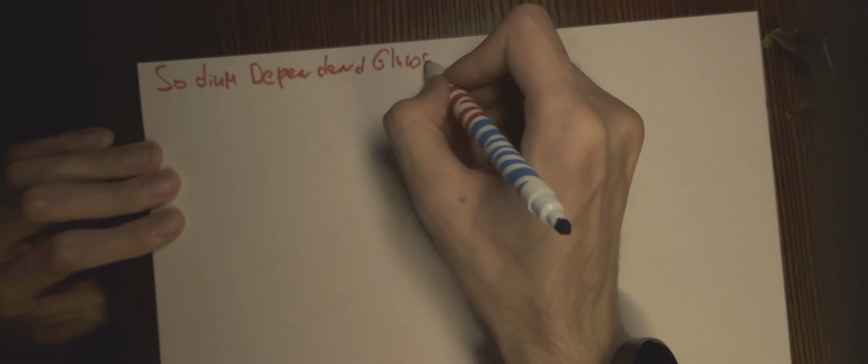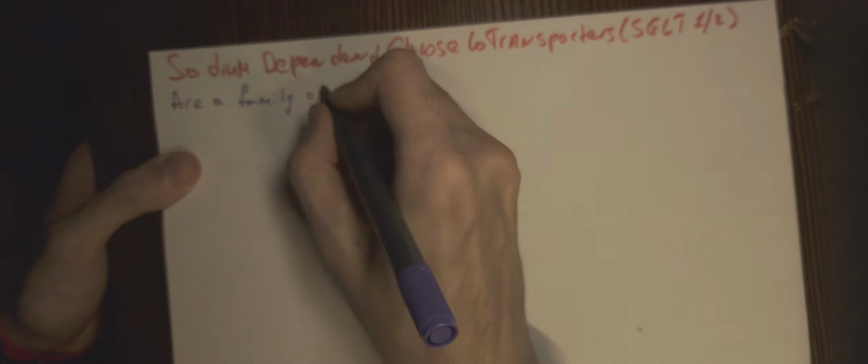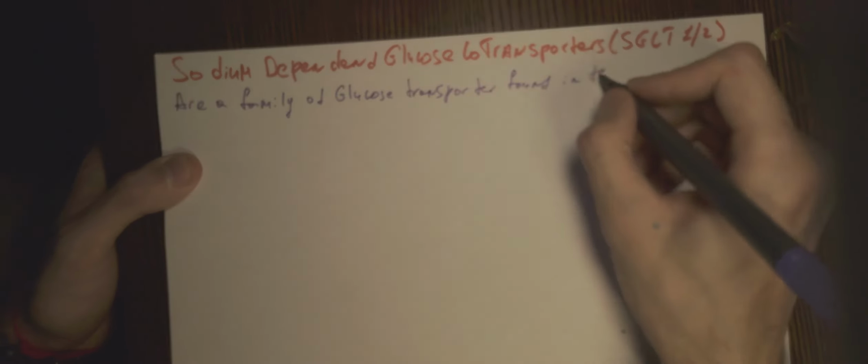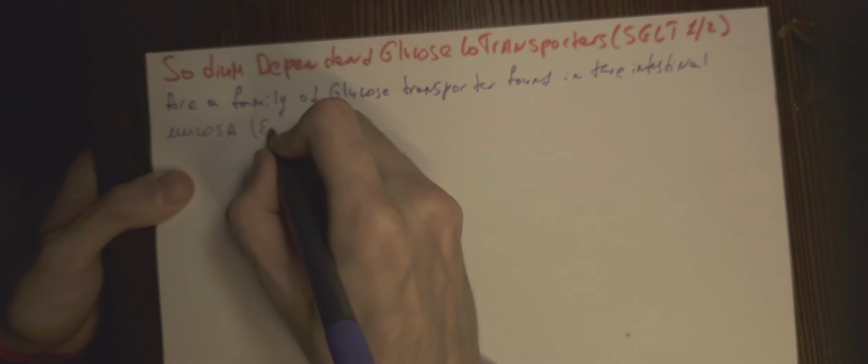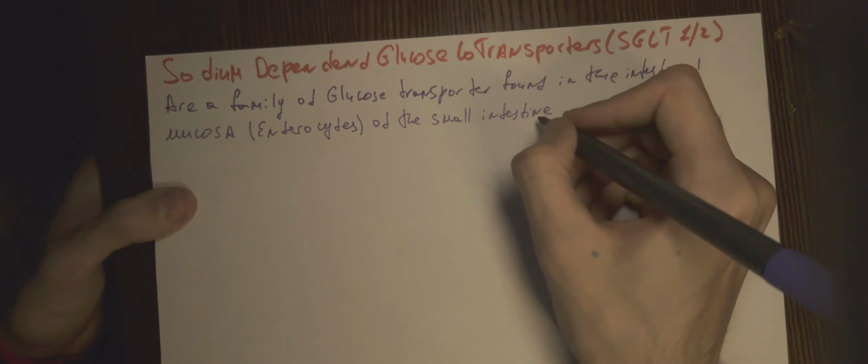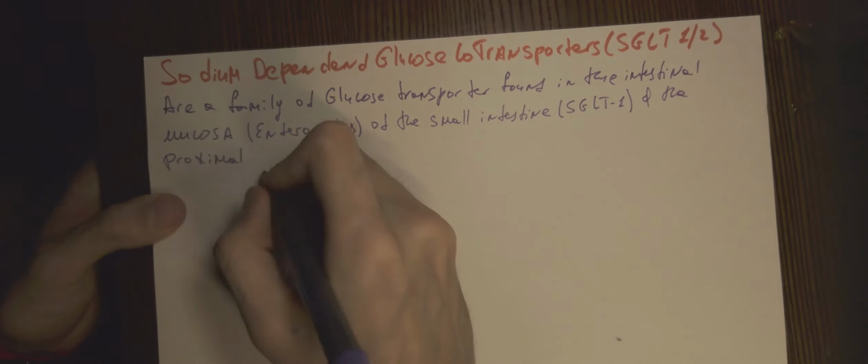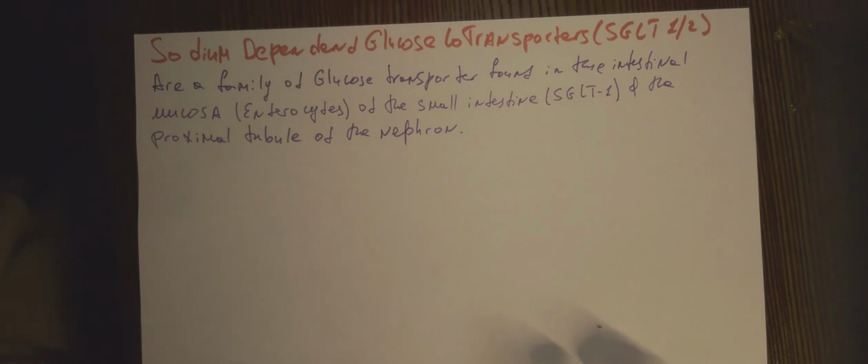So let's start with a simple definition, shall we? Sodium-dependent glucose cotransporters, SGLT1 and 2 respectively, are a family of glucose transporters found in the intestinal mucosa enterocytes of the small intestine, SGLT1, and the proximal tubule of the nephron.